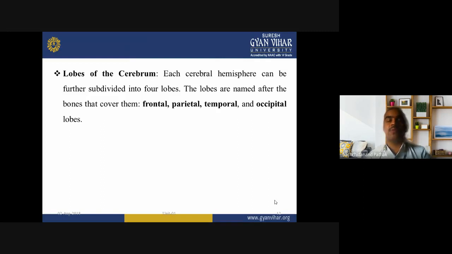lobes। अब cerebrum को हम divide कर सकते हैं four lobes में, and these lobes are named after the bones that cover them। और इनके lobes को नाम दिया गया है जिनको bone कवर कर सकते हैं, like the frontal, parietal, temporal, occipital। So these are not only four different structures of the bone, but also parts of the cerebrum। Cerebrum is covered by these different parts: the frontal, front side; occipital, back side; temporal, the lateral side; and the parietal will be the central part.